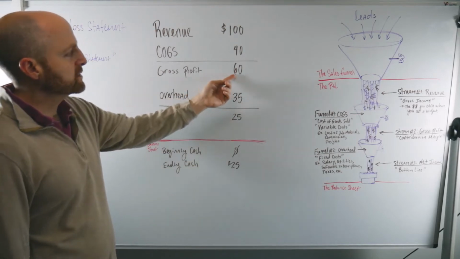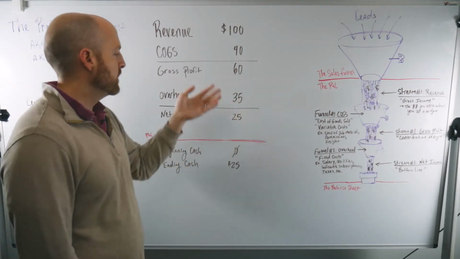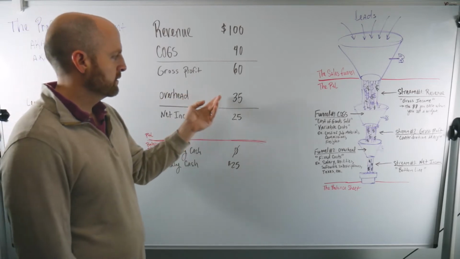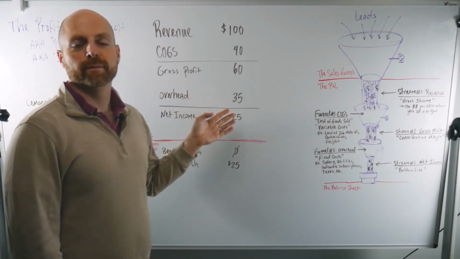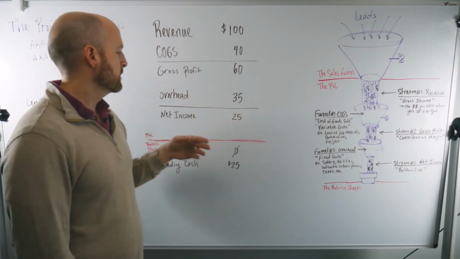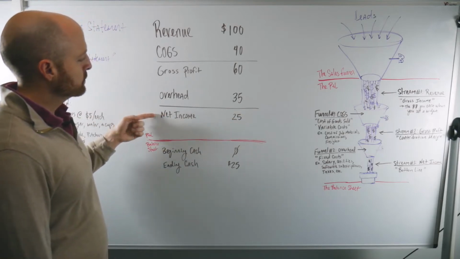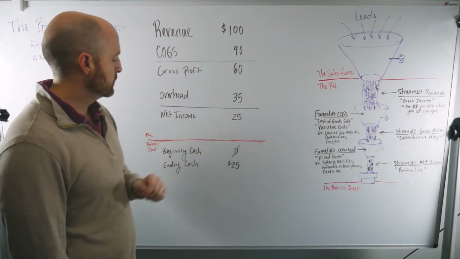So we have about $60 that we know is available to pay our overhead, for all of our rent that we're going to pay to our big brother, which means that it leaves us with net income of $25.